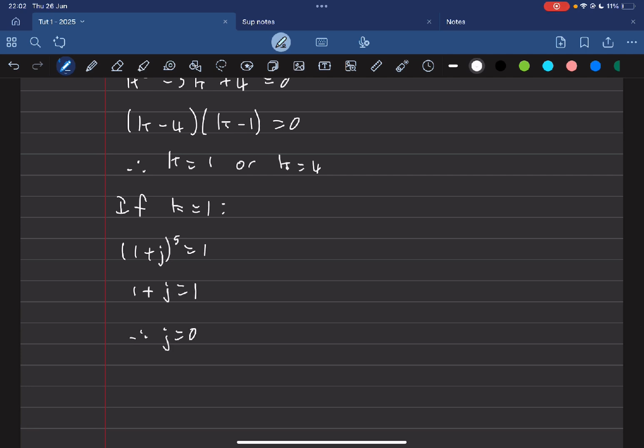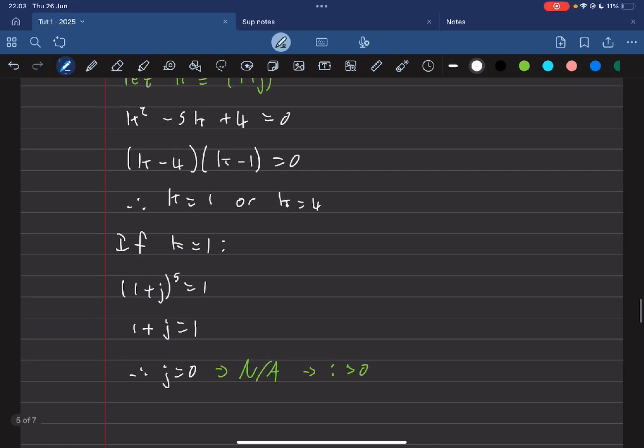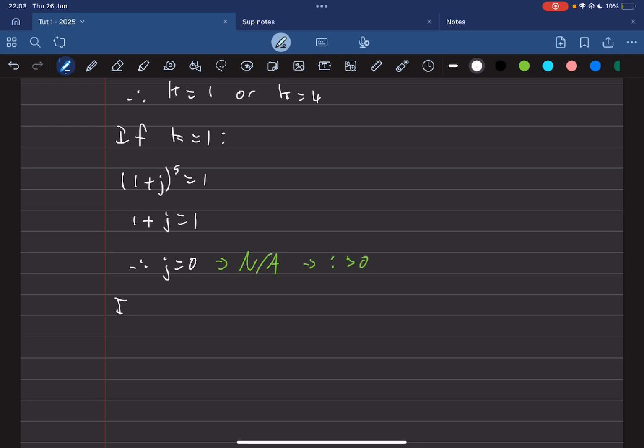Therefore, j equals 0. Normally, if you get an interest rate equal to 0, you often say it's not applicable, because you often want your interest rate to be greater than 0. So I would say this one would be not applicable. We wouldn't really consider this one. So we're only really going to consider if k is equal to 4.